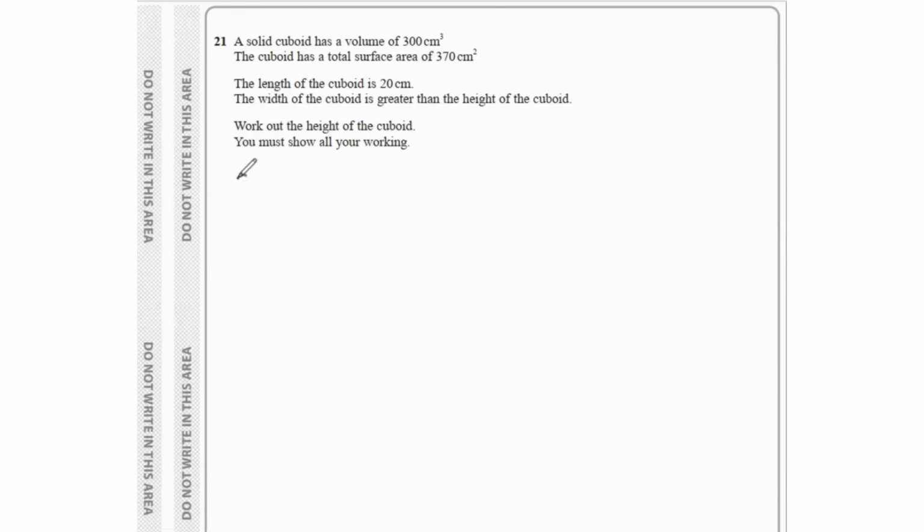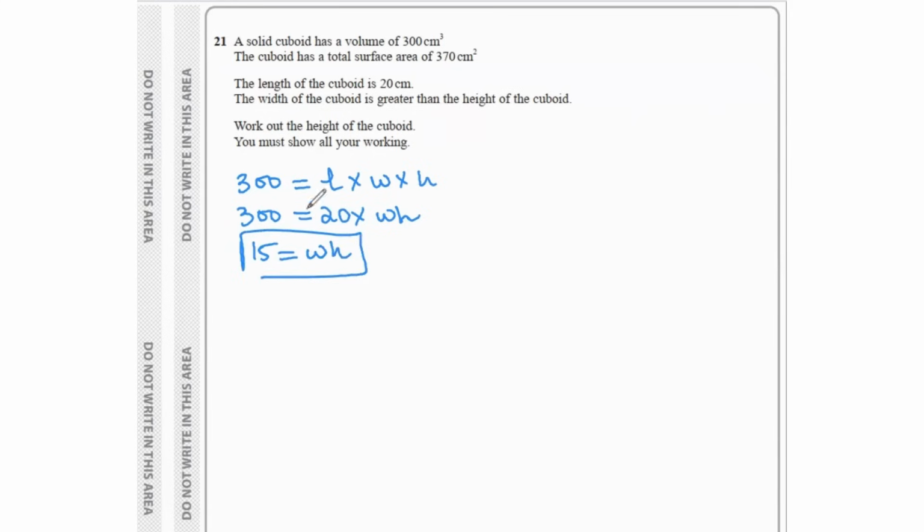So cuboid has the formula of length times width times height for the volume. Length is given as 20, so 300 equals 20 times width times height. 300 divided by 20 is 15. This is one equation. Then surface area is 370 centimeters squared.